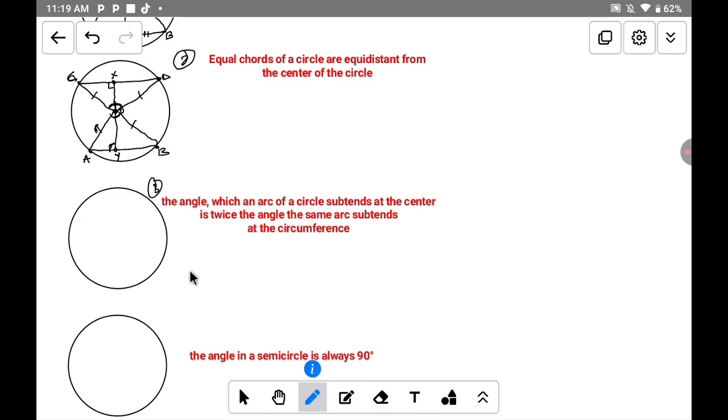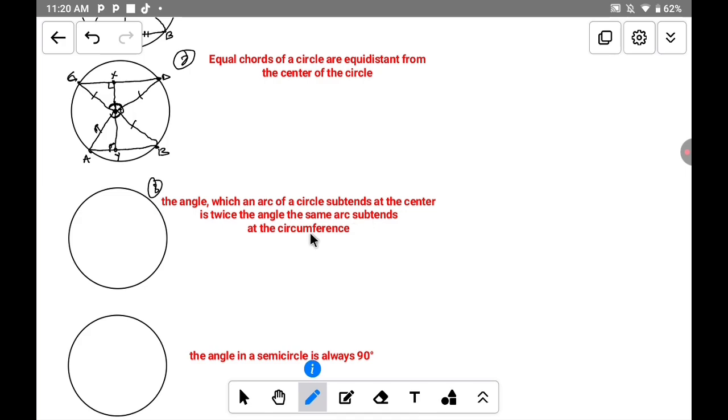Theorem 3 says that the angle which an arc of a circle subtends at the center is twice the angle the same arc subtends at the circumference. Let me read it again: the angle which an arc of a circle subtends at the center is twice the angle the same arc subtends at the circumference.